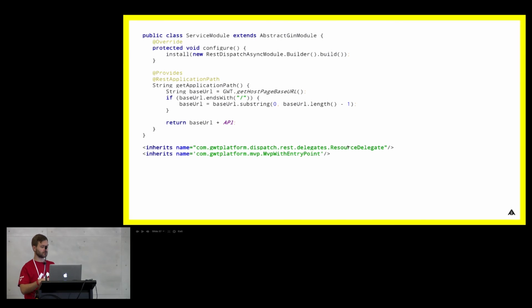Else you need to include RestDispatch instead of resource delegate. This is really important. I've made those two lines together because since GWTP has an order fix for the generation of the code, the RestDispatch generation has to happen before the MVP entry point. Do you guys remember when there was no MVP entry point in GWTP?